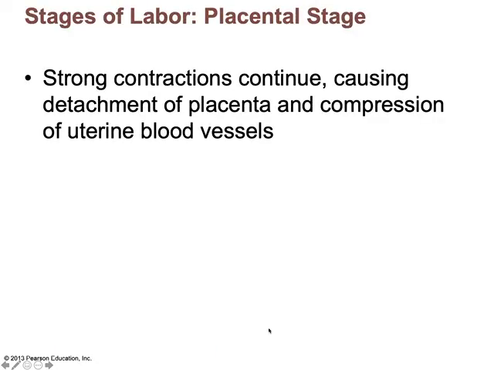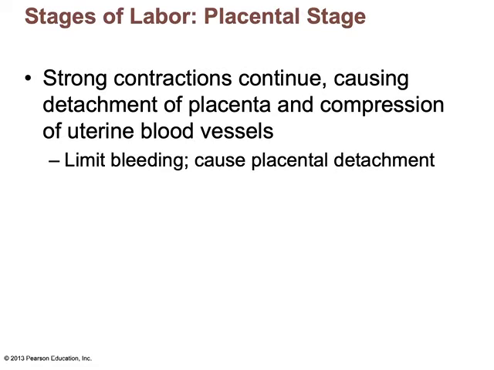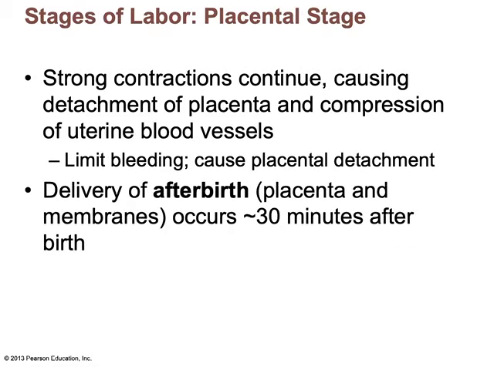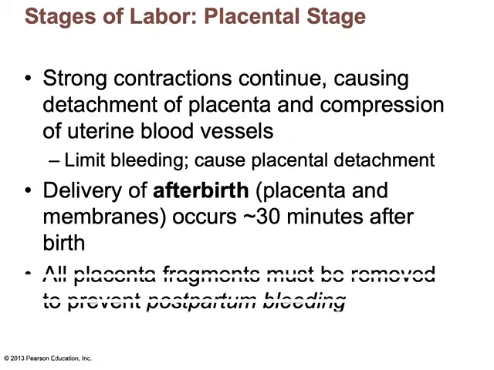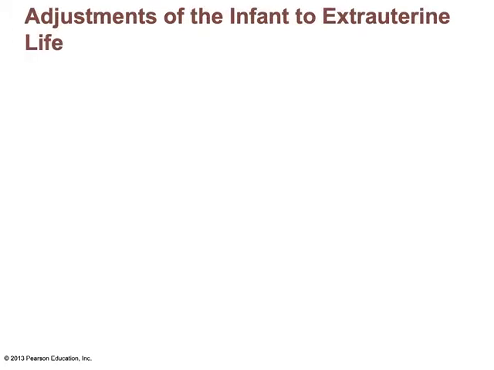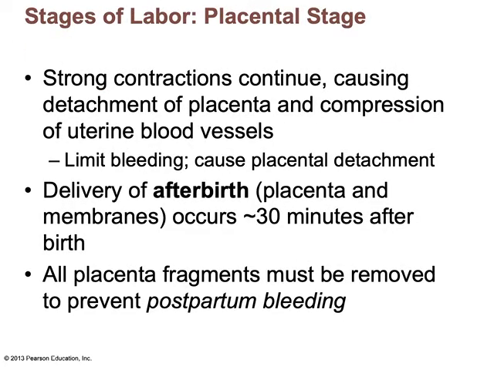Strong contractions continue after the baby's out, and that causes the placenta to be torn from the endometrium. It also leads to compression of uterine blood vessels to limit bleeding. The afterbirth occurs about half an hour after the regular birth. All the placental fragments have to be removed, or else postpartum bleeding can take place. Okay? So let's take a look at parturition.